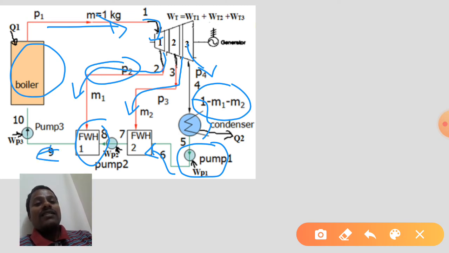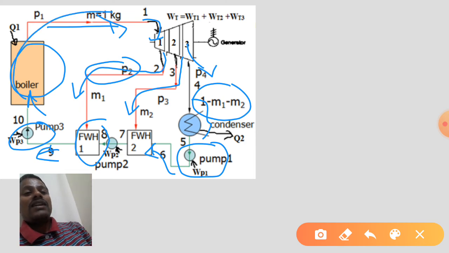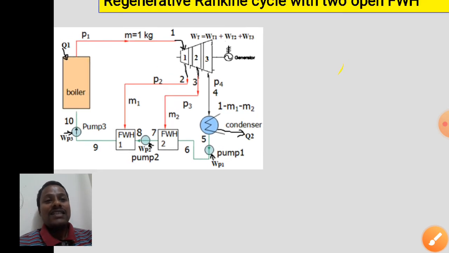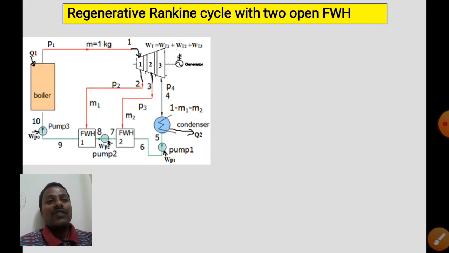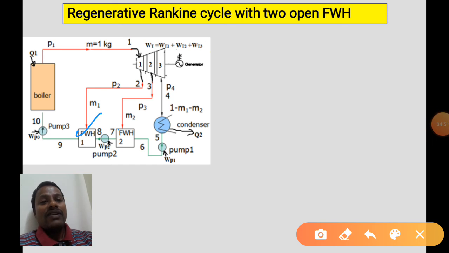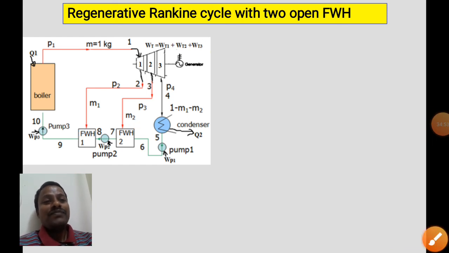Then it enters pump 3, which pumps the condensate against the boiler pressure into the boiler. From 10 to 1 boiler heating again takes place. Thus the cycle gets completed. So this is the schematic diagram for the regenerative Rankine cycle with two open feed water heaters. Here we have feed water heater 1 and feed water heater 2.